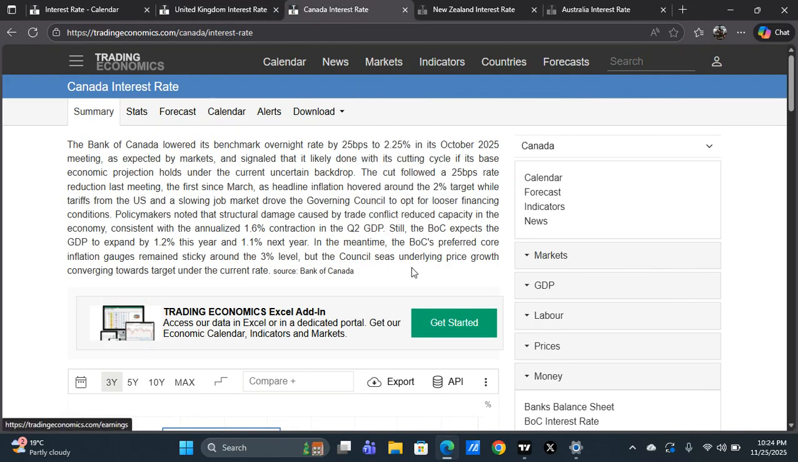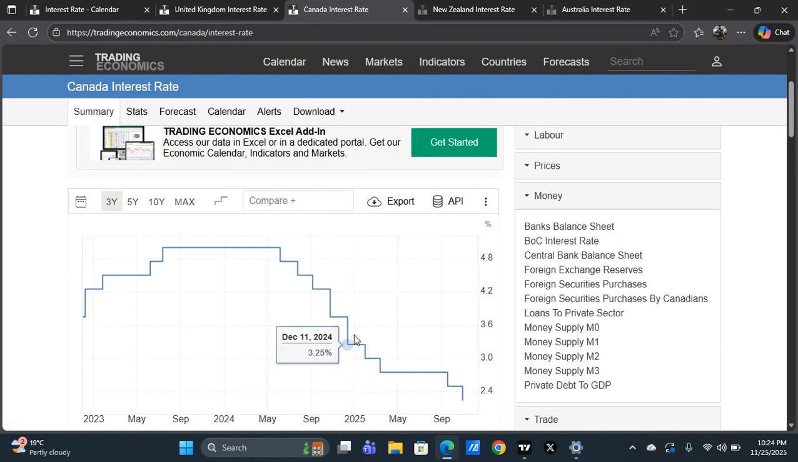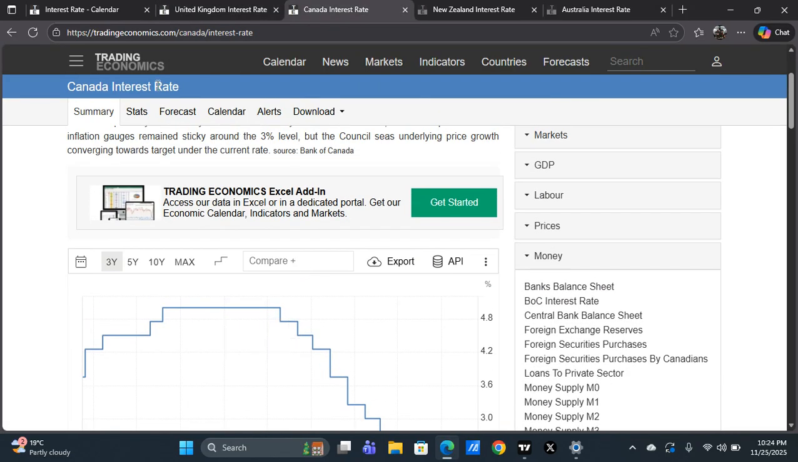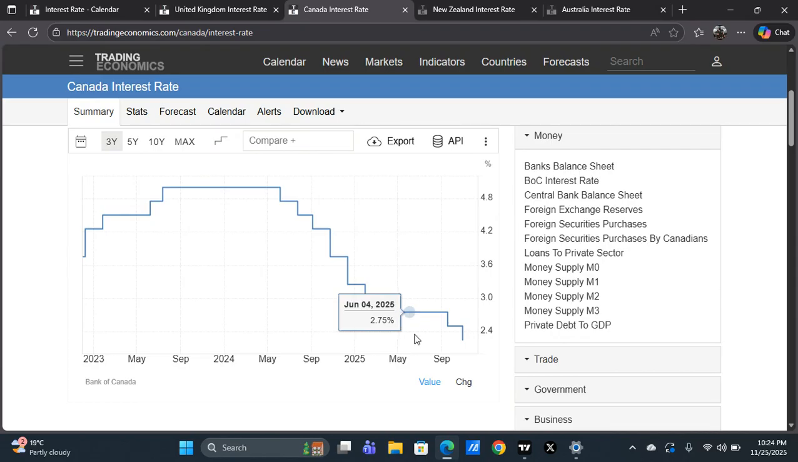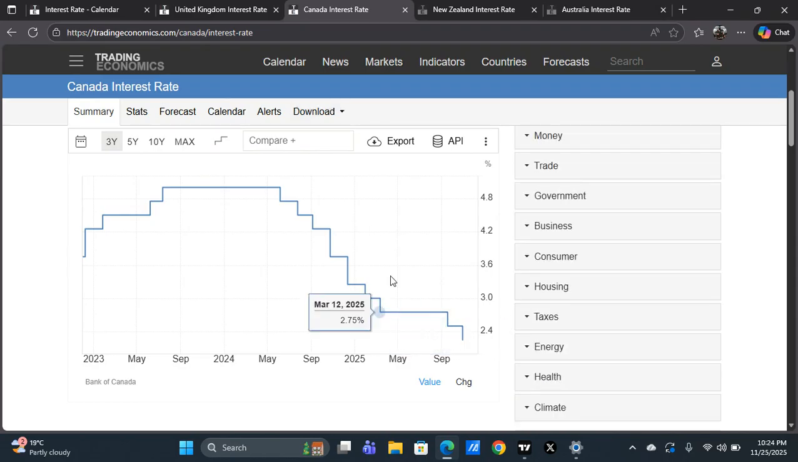And let's look at something else. Here we have Canada. They introduced, let's see from up here, a 25 basis points interest rate cut. So once they introduce an interest rate cut, you know that you can actually sell this currency. So CAD is better for selling.